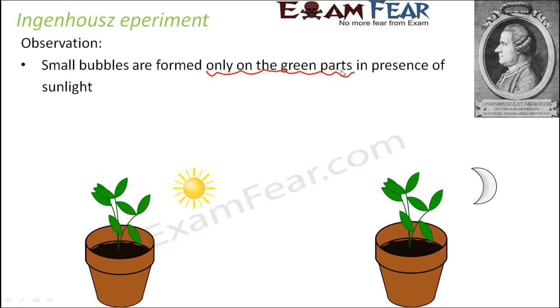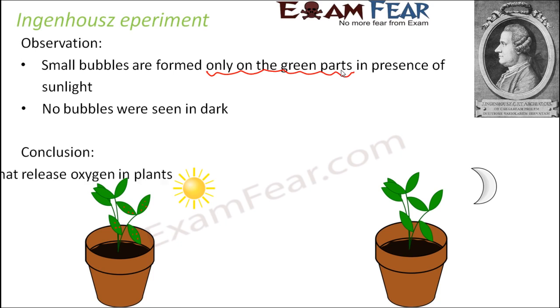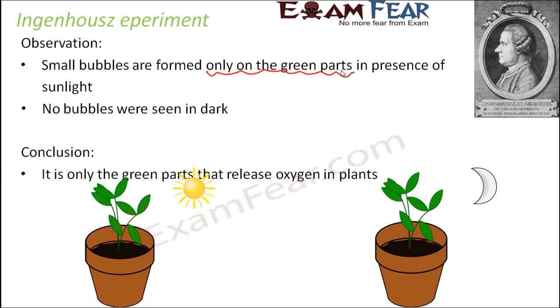So what were these bubbles? He did further research on those bubbles, to find out what they were, and what did he find out? Those bubbles were nothing but oxygen. So his conclusion was that it is only the green parts that release oxygen in plants. So those bubbles which we saw were nothing but oxygen. So he observed that in presence of sunlight, oxygen is getting released. In absence of sunlight, it is not getting released.